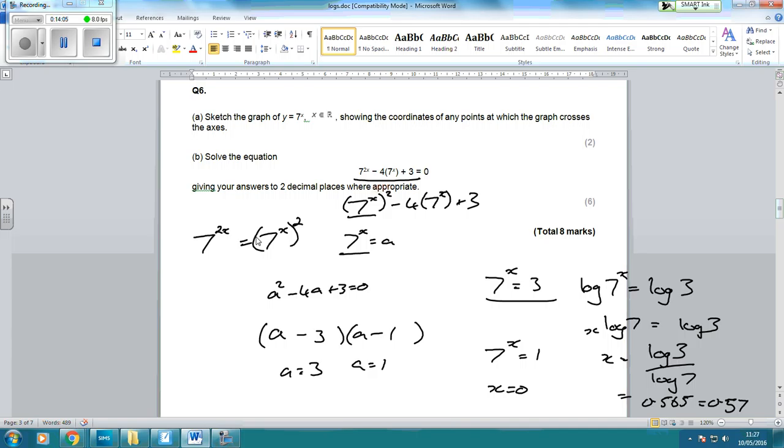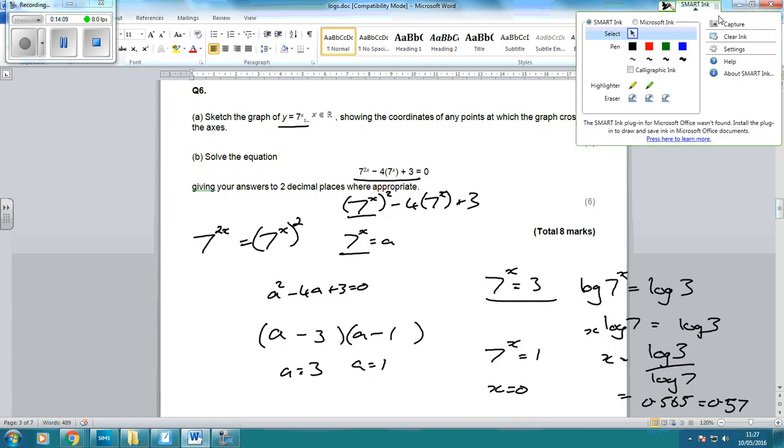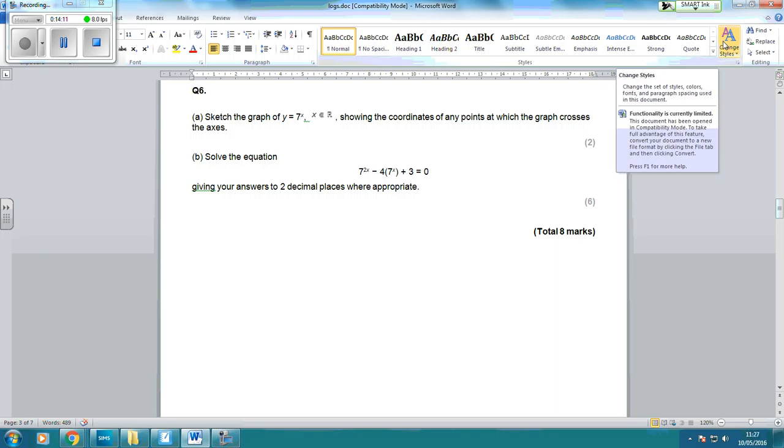Okay, sketch a graph of y equals 7 to the power of x. So anything to the power of x looks like that there. Now if it's 7 to the power of x, we're going to start off with this one here, this point here. And anything to the power of 0 is going to be 1. So we're going to go through at 1.